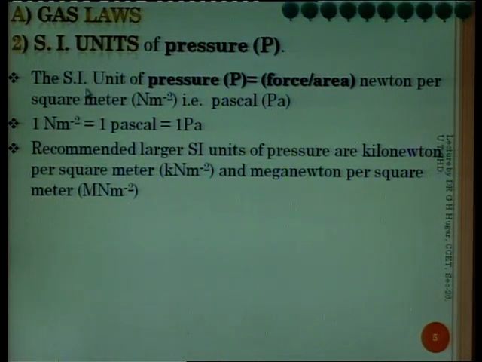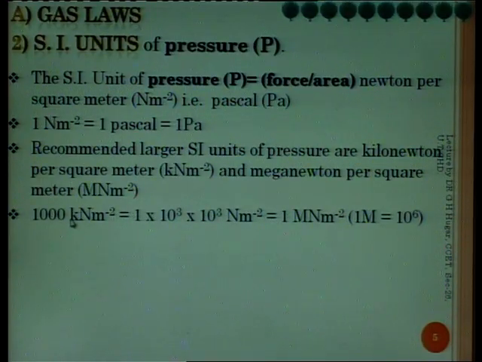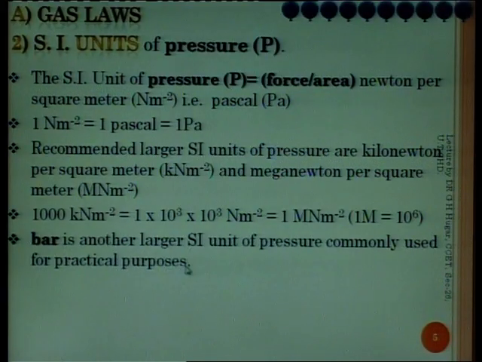The SI unit of pressure, that is Newton per square meter or Pascal, is a smaller one, and therefore, in SI units of pressure, larger units have been accepted. For example, kilonewton per square meter or meganewton per square meter. So, 1000 kilonewton per square meter is equal to 1 mega Newton per square meter, since 1 mega means 10 to the power of 6.